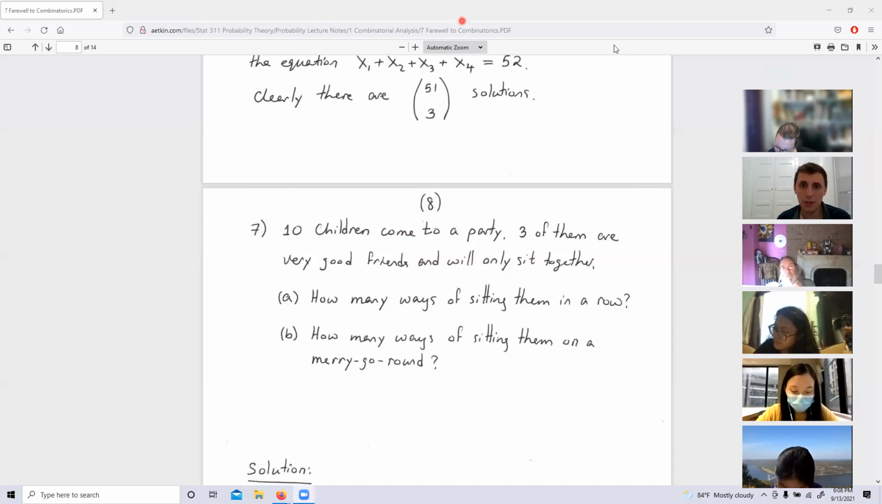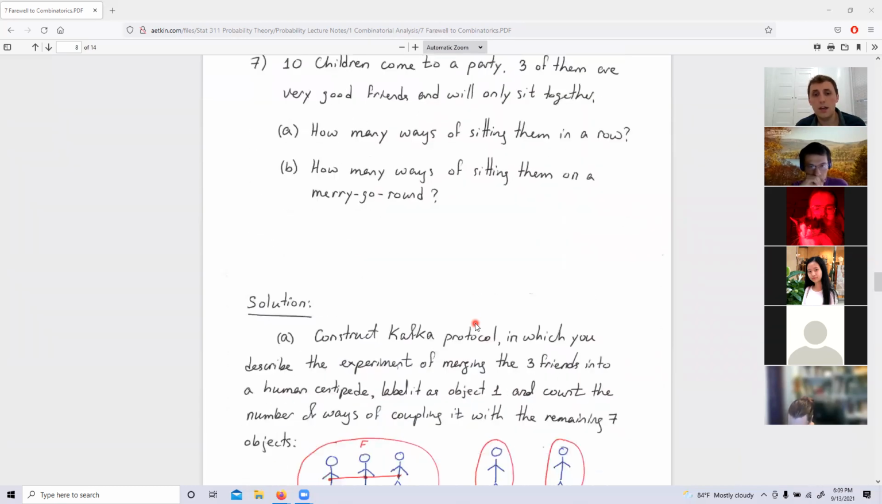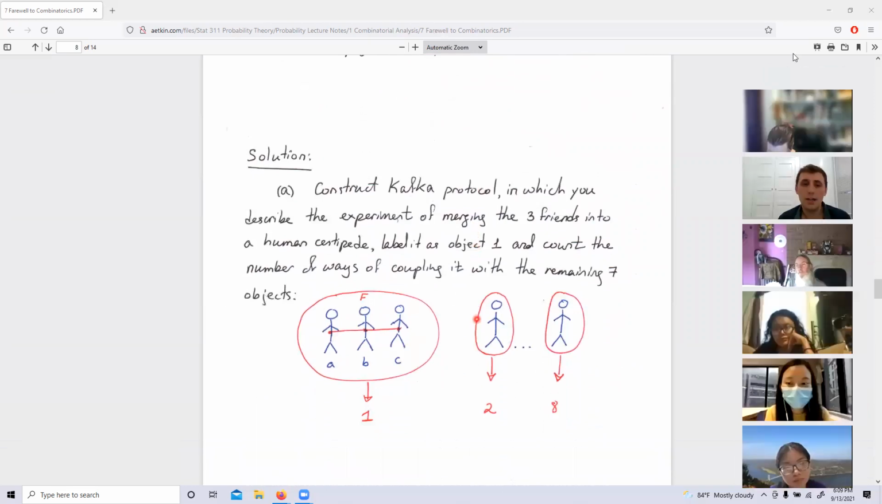Yes, we'll get to part B in a moment. Yes, we're looking to sit 10 children. I'll explain to you how I think of this problem. Ready? I'm just explaining part A. We are going to try to do B in a moment. So for A, the Kafka protocol is as follows. I imagine, since those are good friends, I will first of all isolate the group of friends, and I will tie them together. I will create like a human centipede out of those 3 friends.